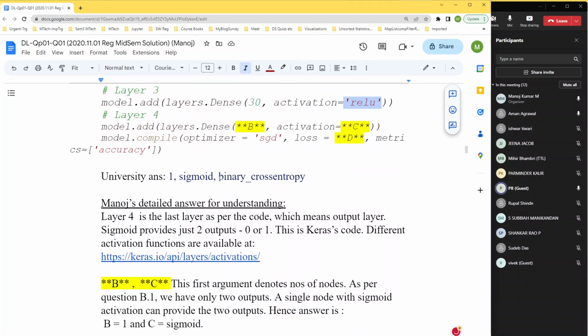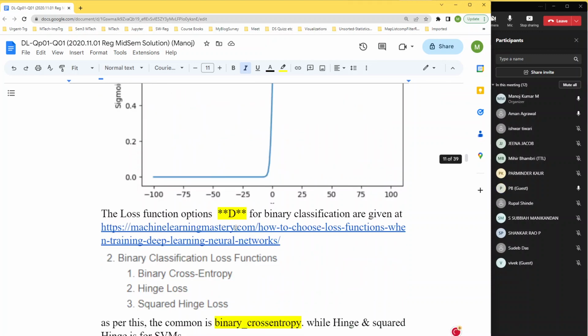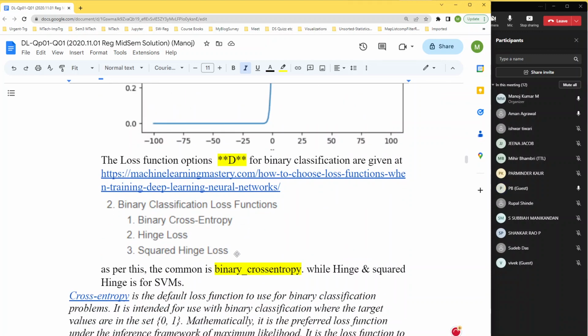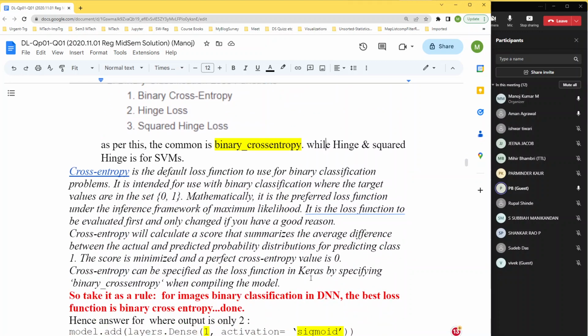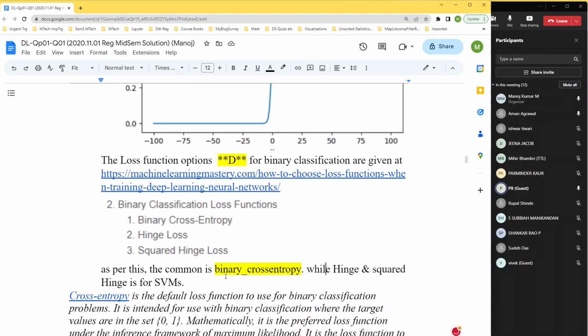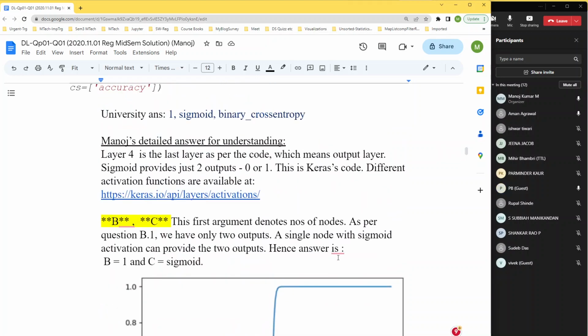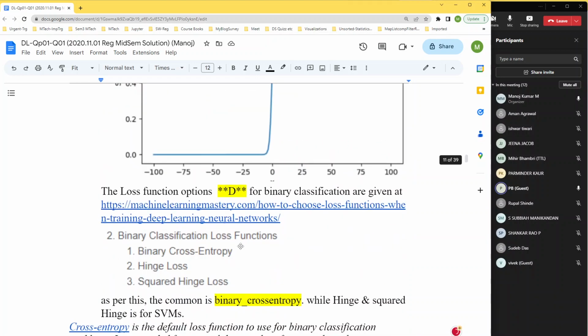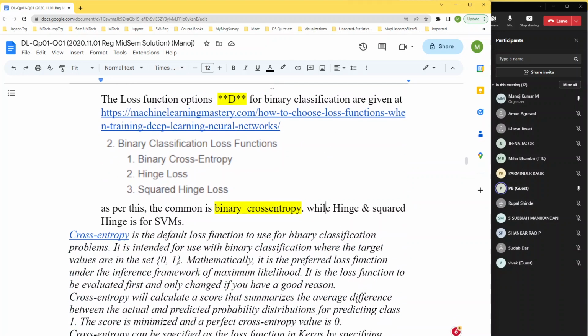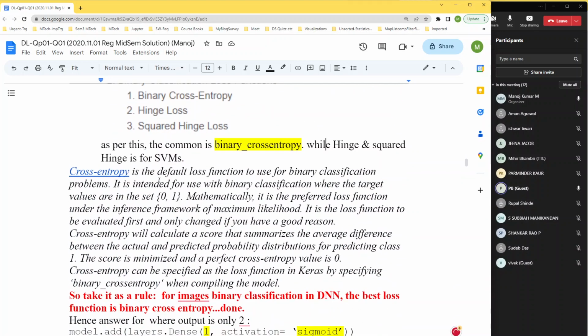And then we have the loss. The Keras losses are mentioned here. These are the 3 losses in Keras. I got it from this link. So binary cross entropy is the common one, while hinge and squared hinge are used for SVMs. This is mentioned in this link. So we are using binary cross entropy for this loss function for the D part. So let's have a read-out on what binary cross entropy is.